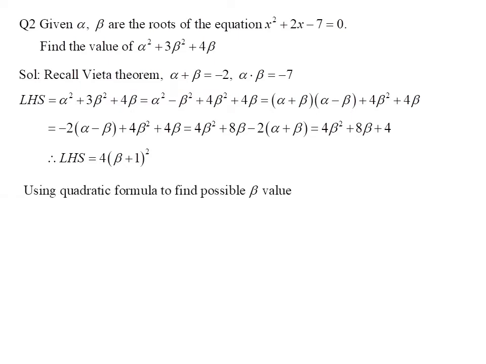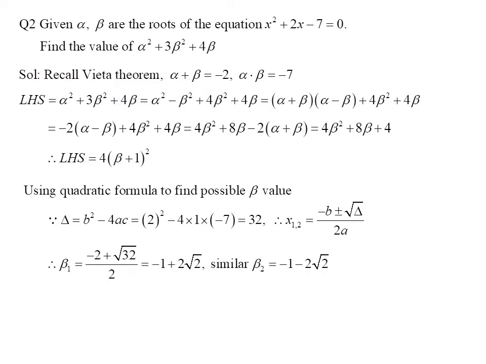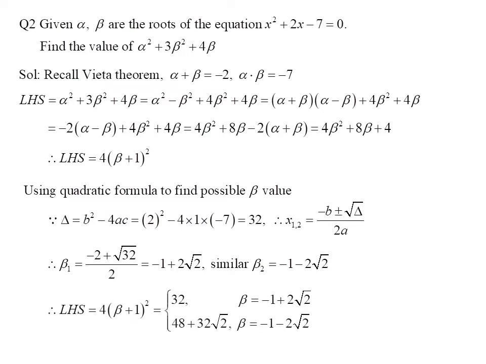After this step, we go back to the original quadratic equation and use the formula method to work out the two roots. As always, we calculate and check the discriminant of the quadratic equation first, and then apply the quadratic formula to calculate both roots, that are negative 1 plus 2 square root 2 or negative 1 minus 2 square root 2. Therefore, the value expression is equal to 32 or 48 plus 32 square root 2. It depends on the values of beta.